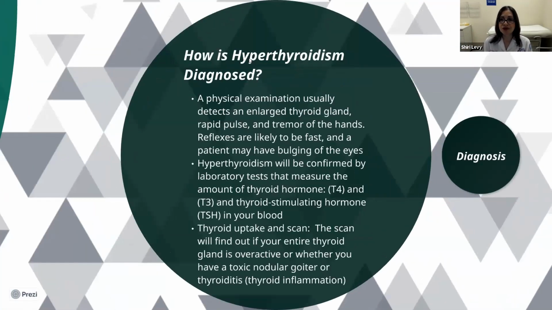The diagnosis of an overactive thyroid starts with a physical exam. What we will notice is that their thyroid is enlarged. We will check vital signs and we will see that they have a rapid pulse, that their hands are tremulous, the reflexes are fast, and they have these bulging eyes. We do laboratory testing. Again, the thyroid TSH is one of the best, which would be undetectable.